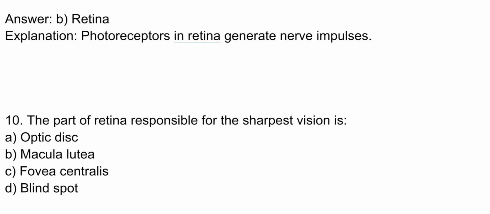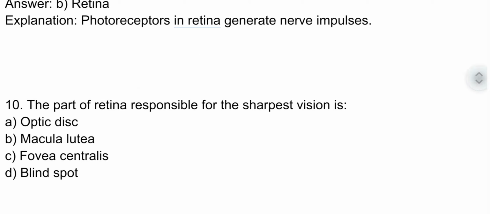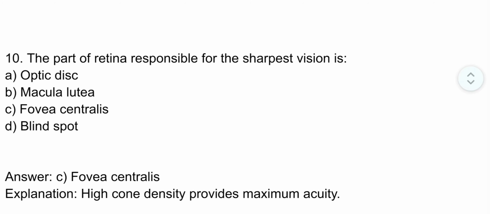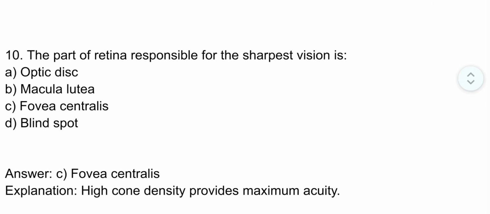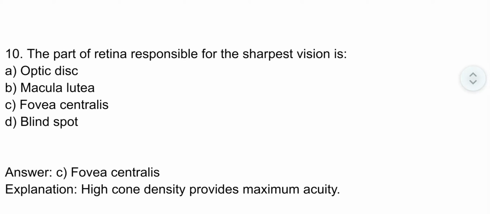Question number 10. The part of the retina responsible for the sharpest vision is... The correct option is option C. Fovea centralis. In the fovea centralis, high cone density provides maximum acuity.